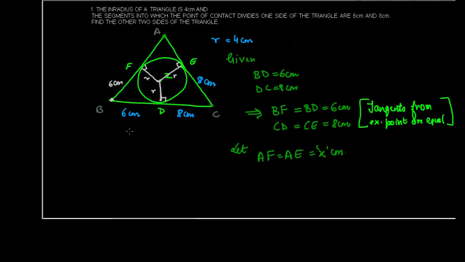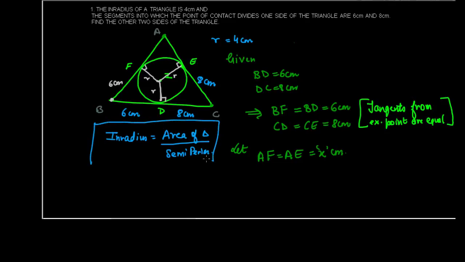Now there's a formula that the in-radius of a triangle, that is the radius of this circle inside the triangle, is equal to the area of the triangle by the semi-perimeter of the triangle. Using this concept, we need to solve this question, right? So you know that semi-perimeter S is equal to perimeter by 2, half the perimeter. So in-radius is equal to area of the triangle by the semi-perimeter of the triangle, right? So we know the in-radius.